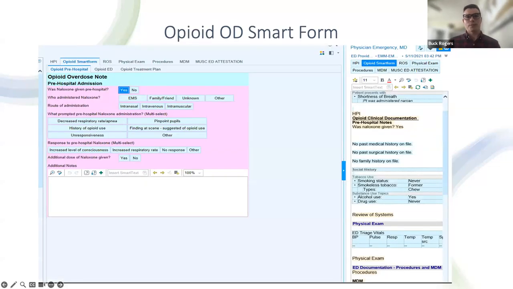And this detailed smart form pops up, which is on the left side of the screen, and is accessible. A lot of selecting options, and that pretty much navigates and populates the note on the right side of the screen. Additional documentation can also be hidden in the smart form to help the provider with being overwhelmed with unnecessary information. But if you can see, it's asking, was naloxone given pre-hospitalization, who administered it? And then from there, branching logic happens to curate the note for the provider to sign at the end of the visit. Next slide, please.